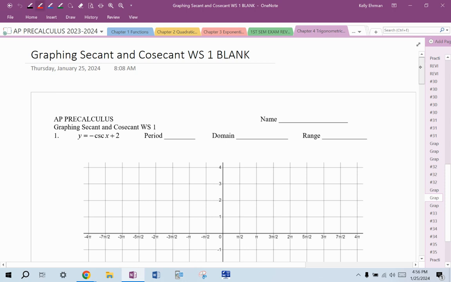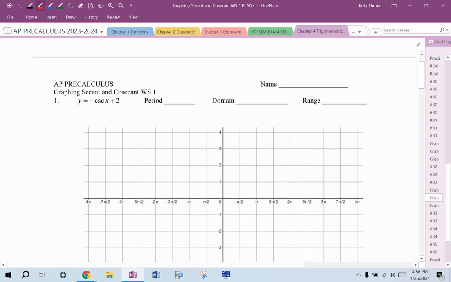Right, so let's do this graphing secant and cosecant worksheet. And remember, it's really just sine and cosine graphs, and then we just have to put in vertical asymptotes and draw the curves of the graph. So when I see cosecant, I'm really thinking of graphing negative sine x plus 2.